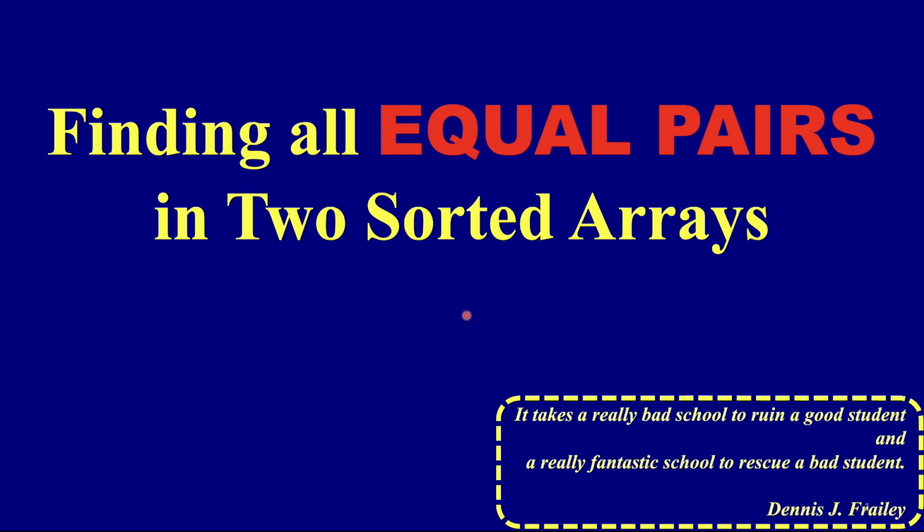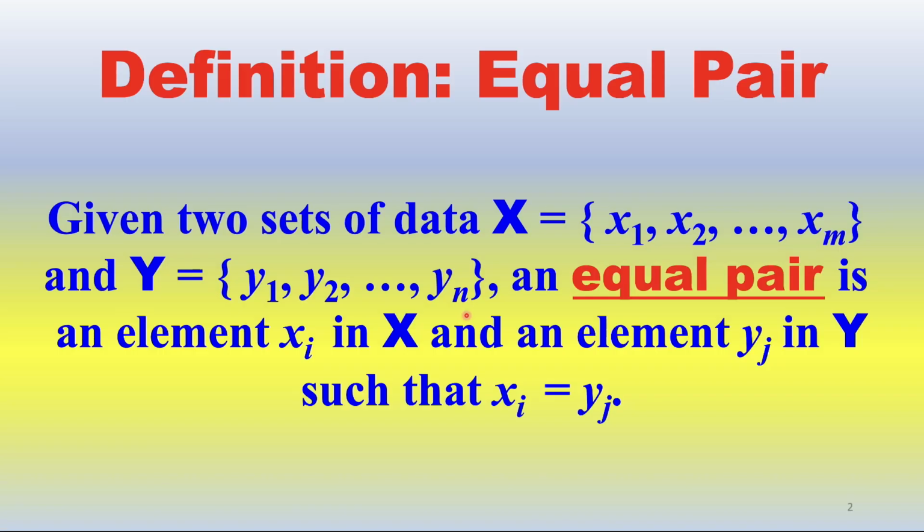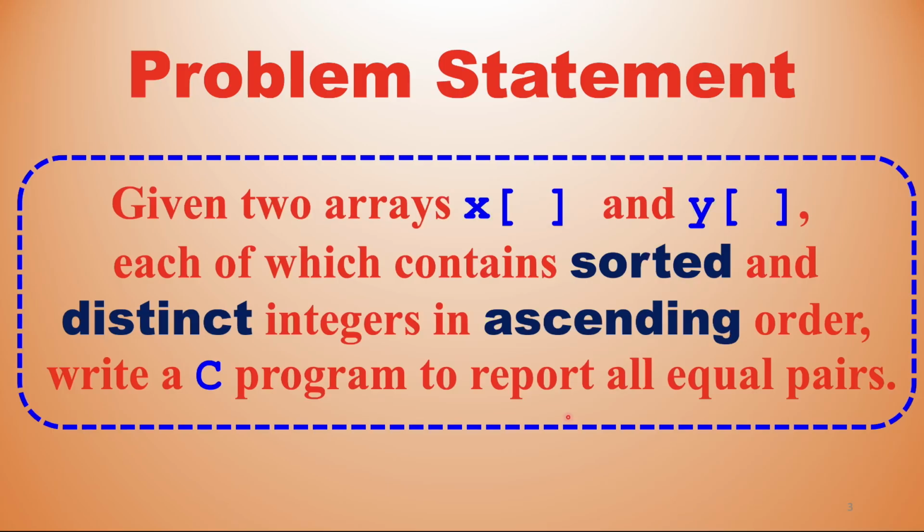Finding all equal pairs in two sorted arrays. So what is an equal pair? Given two sets of data, x from x1 to xm, and the second set y from y1 to yn, an equal pair is an element xi in x and a yj in y, such that xi is equal to yj. So the problem itself is pretty simple. So the programming version would be this.